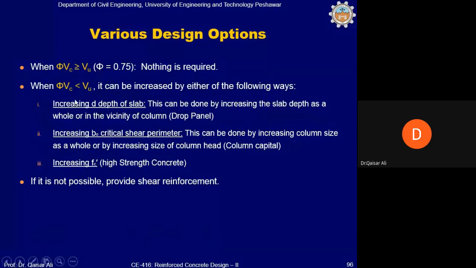However, when phi Vc is less than Vu, then we can increase phi Vc by increasing the depth of the slab, because phi Vc is a function of the depth of the slab. With the increase in depth of the slab, phi Vc will increase. phi Vc is also a function of b naught, and b naught is a function of d and c, the column dimension and depth of the slab. So if we don't want to increase the depth of the slab, or if we don't want to provide the drop panel, then a column capital can be provided by increasing.